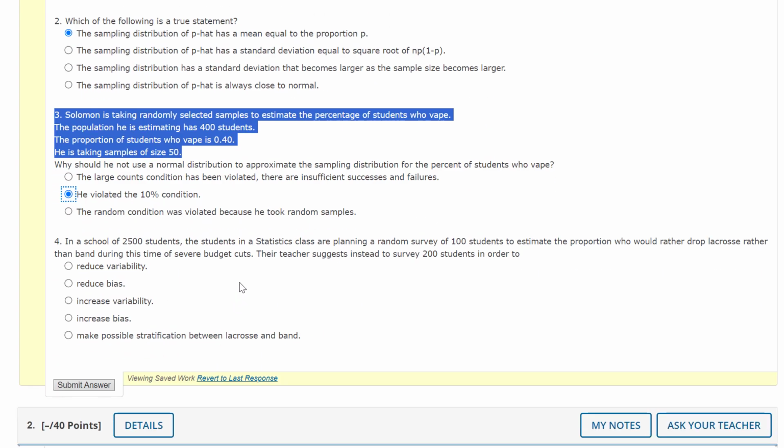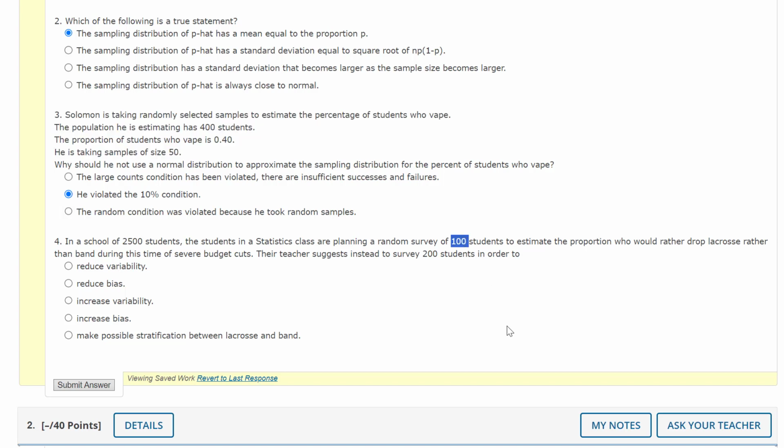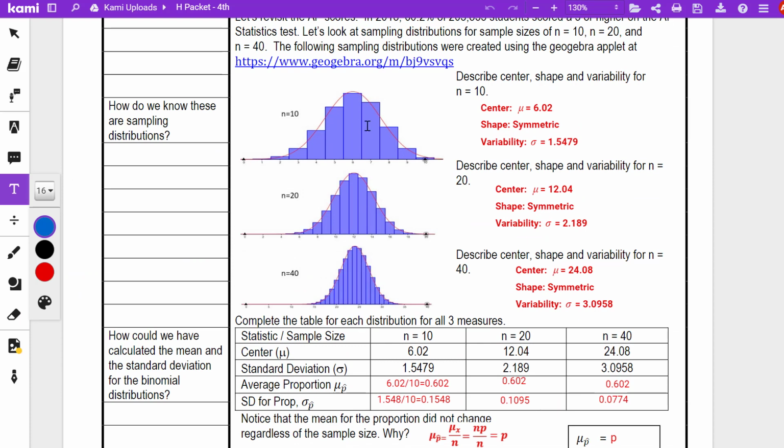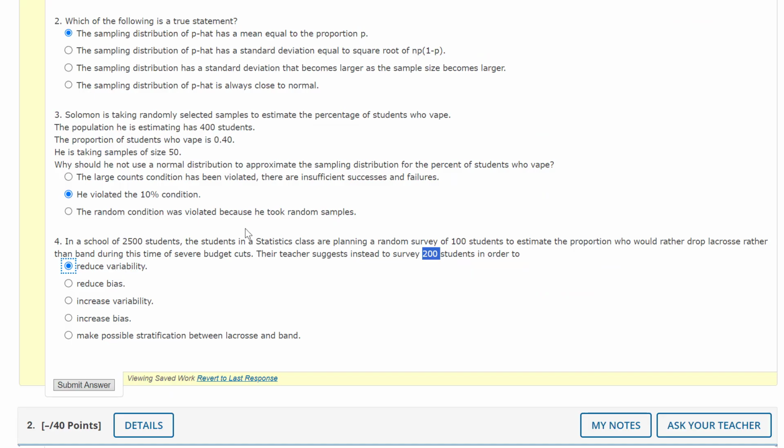In a school of 2,500 students, the students in a stats class are planning a random survey of 100 students to estimate the proportion who would rather drop lacrosse rather than band during this time of severe budget cuts. The teacher suggests instead to survey 200 students. So why does he do that? Does he want to reduce variability, bias, increase variability, increase bias, or make possible stratification between lacrosse and band? So first of all, we don't want to increase variability or bias. That would be bad things. Bias has to do with using randomization. Variability is the one that has to do with your sample size. And if you look at your notes near the beginning, see how we are reducing our variability right here. Okay, so that would be reduced variability. I'll go ahead and submit these.